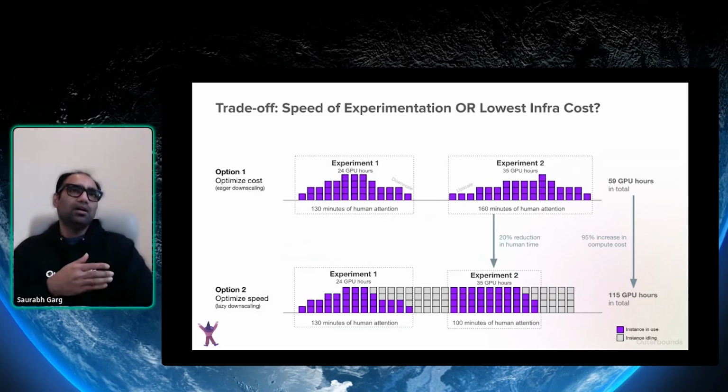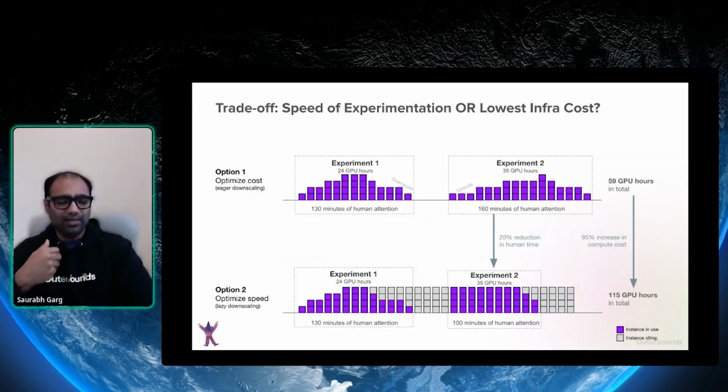But we also hear from data scientists like, hey, this workload needs to start executing within 5 seconds, within 2 seconds of the upstream event that has been triggered to initiate the execution. So the first option is you could optimize for cost by eagerly downscaling, and the second option is you could optimize for speed by lazy downscaling.